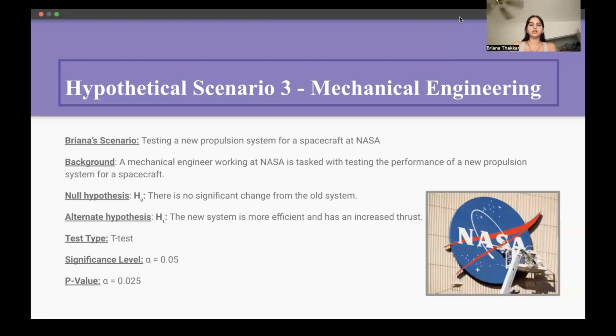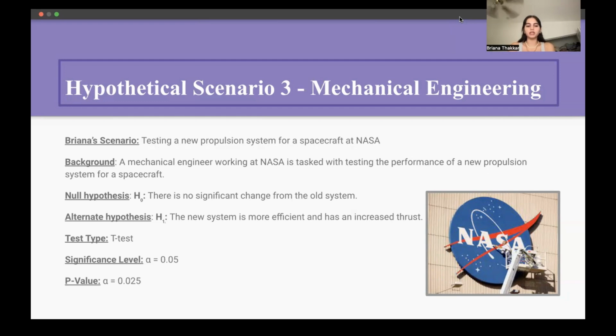Okay. So my scenario as a mechanical engineer is for testing a new propulsion system at NASA. The background of this is a mechanical engineer is working at NASA and is tasked to perform a test to see whether the new propulsion system is more effective. So here, the null hypothesis is that there's no significant change from the old system, and the alternate hypothesis is that the new system is more efficient and has an increased thrust.